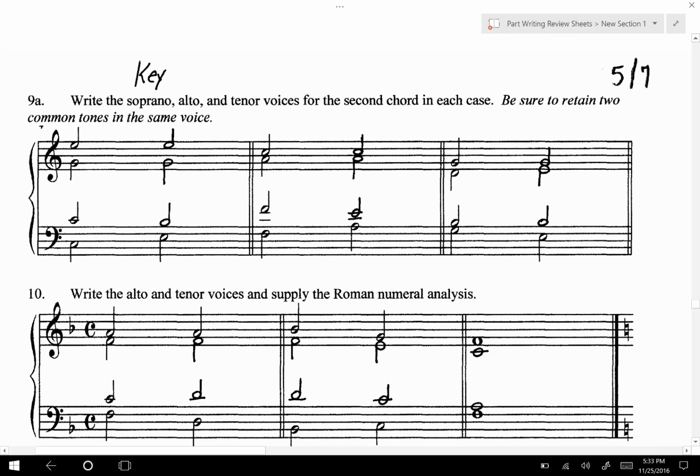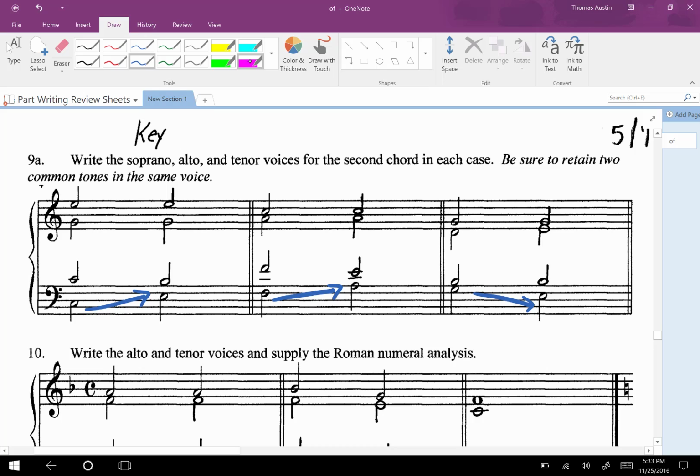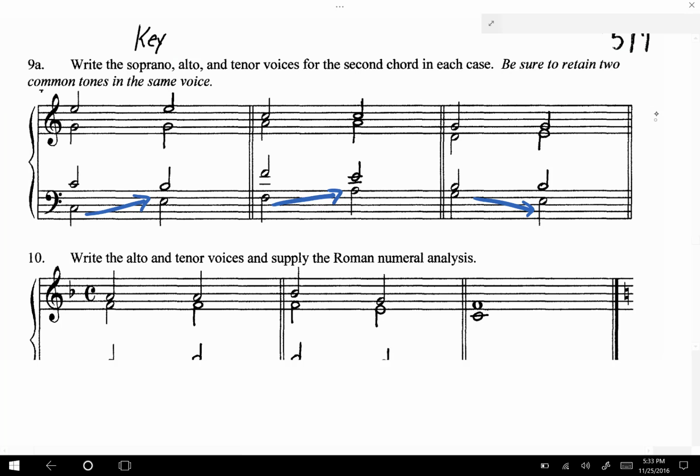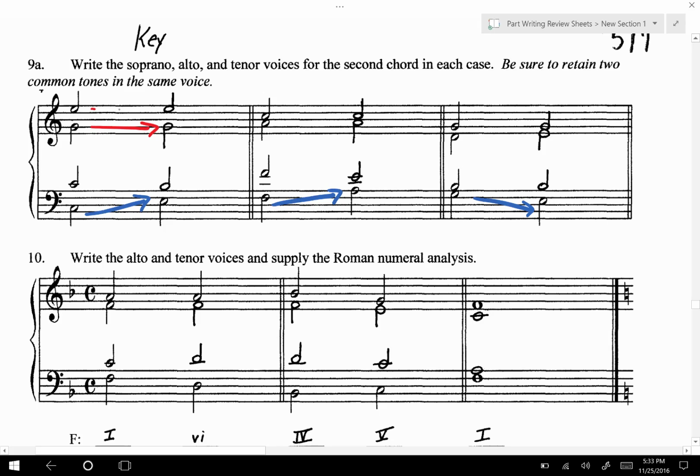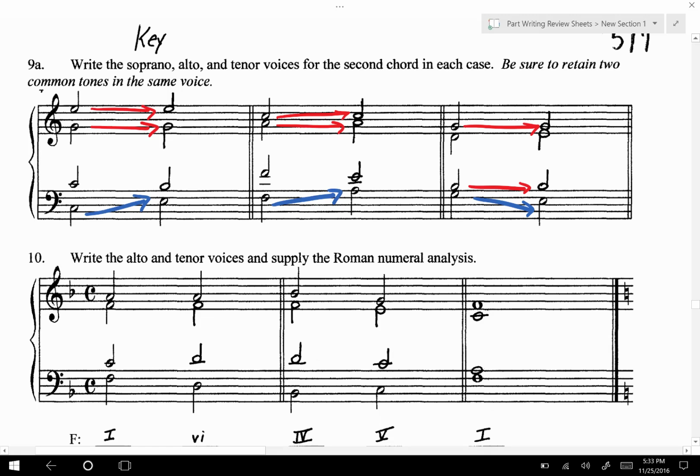This is page 5. Write the soprano, alto, and tenor voices for the 2nd chord in each case. Be sure to retain 2 common tones in the same voice. Bass moves by a third. You'll have 2 common tones. Memorize that principle. Keep it in the same voice. Make sure you have 2 roots.